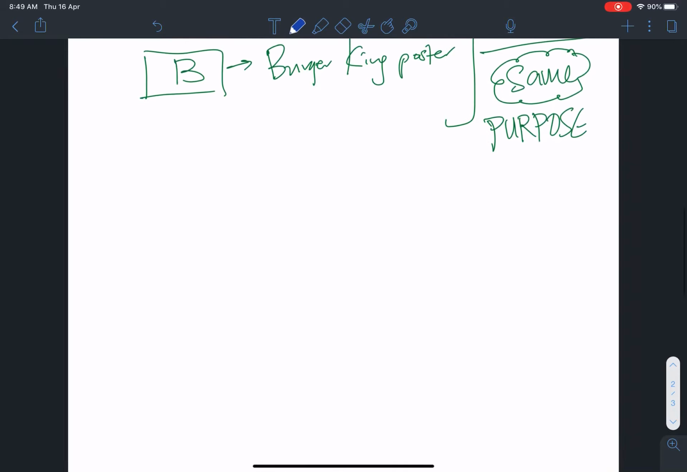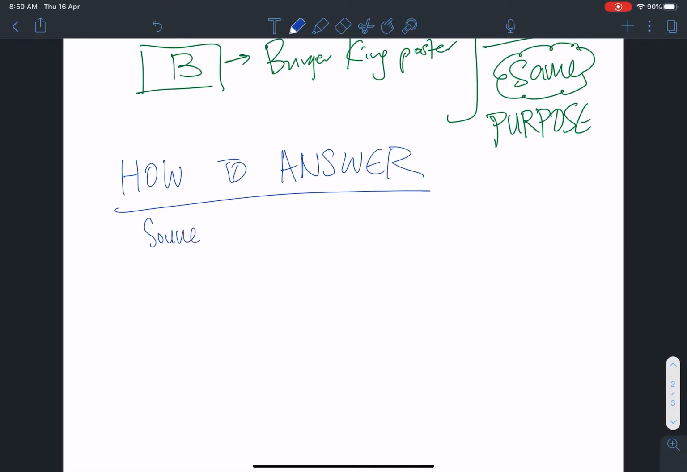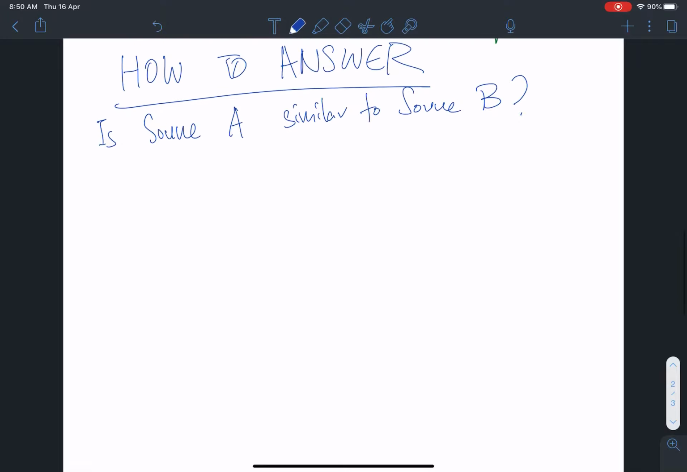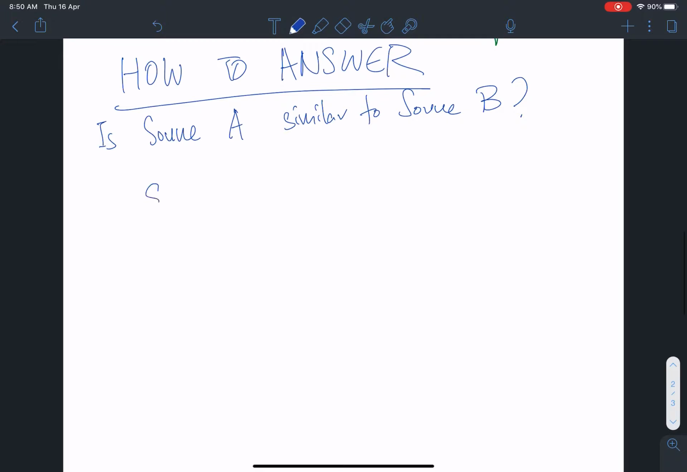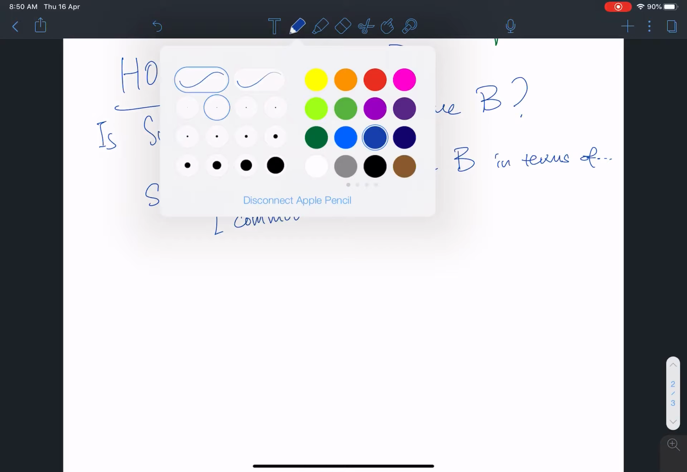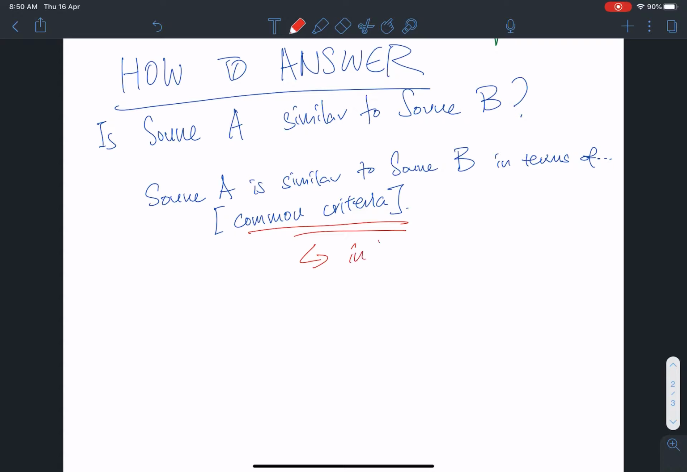In terms of how to answer, the question is: is source A similar to source B? The first thing that we want to do is to answer the question, ATQ. So I will answer: source A is similar to source B. If I say full stop here, it doesn't answer the question. In terms of, that is where I have my common criteria. I'm sure in Sec 2 you already know about this. This common criteria has to be something which is inferred, or a category. You cannot lift it.